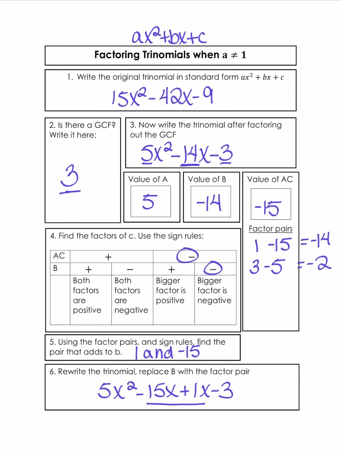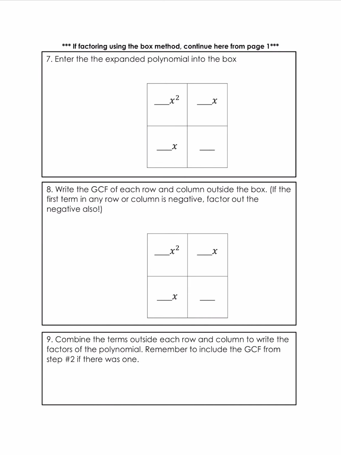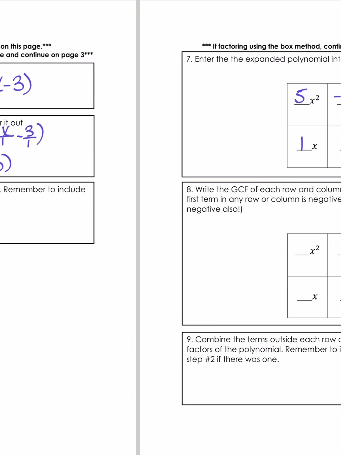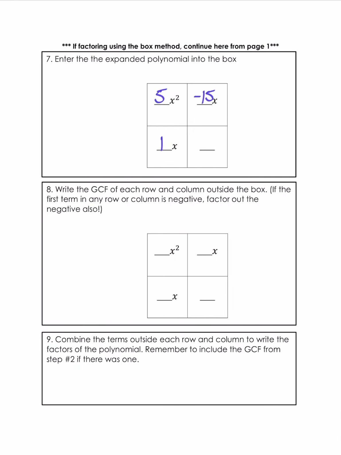Now let's do the same problem, but I'm just going to show you factoring using the box method. So we have 5x squared minus 15x plus 1x, and then we have minus 3. What we can do is look at each row and column and factor out the GCF. So 5x squared and minus 15x, we can factor out a 5x. 1x and minus 3, there's nothing we can factor, so we're just going to factor out a 1. 5x squared and 1x, all we can factor out is an x. And then since this is negative, I'm going to go ahead and put my negative here, and then we can factor out a negative 3 from negative 15 and negative 3.